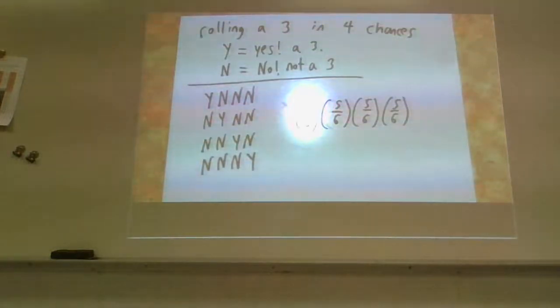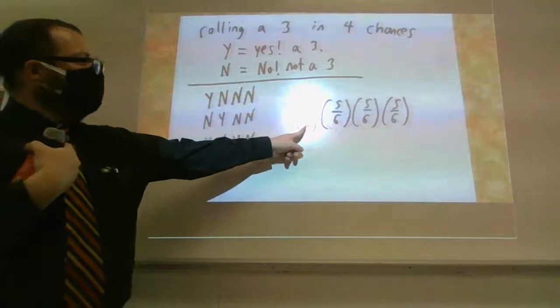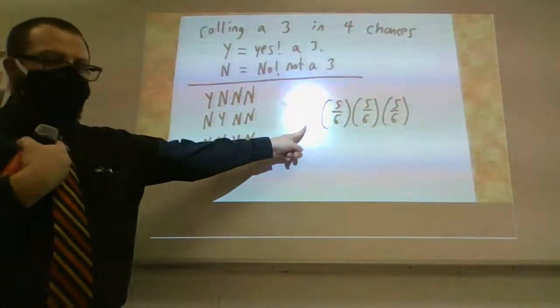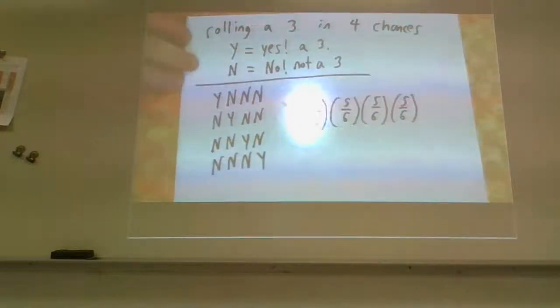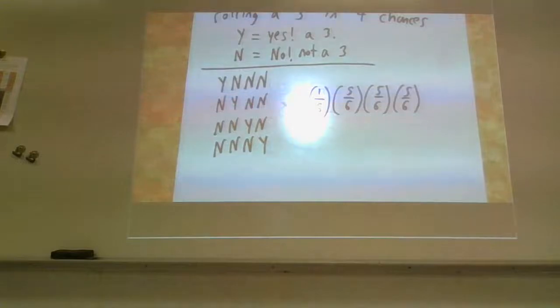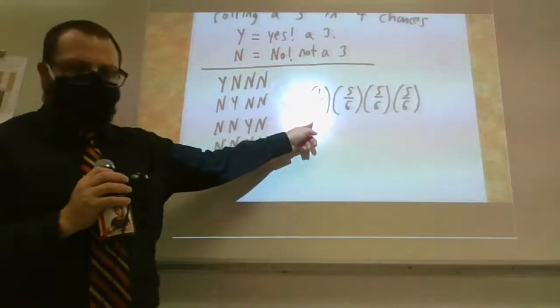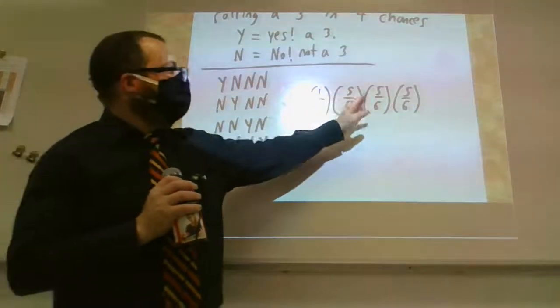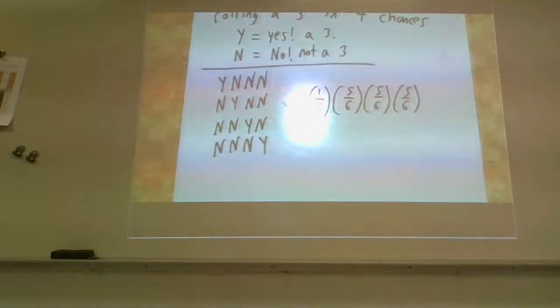Let's talk about this. What I have up on the board, these numbers, represent the chances of getting a 3, and then the chances of not getting a 3. You have a 1 in 6 chance of getting a 3, and then you have a 5 in 6 chance of not getting a 3 the rest of the way through.